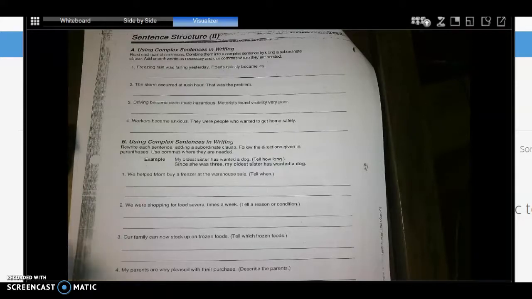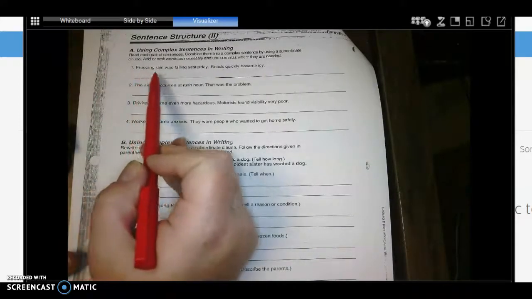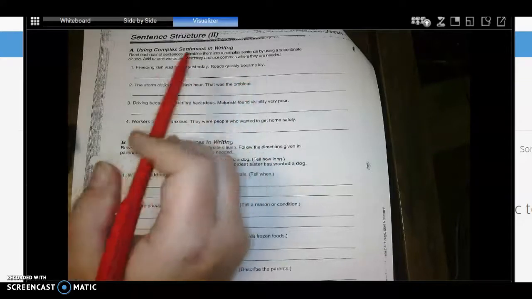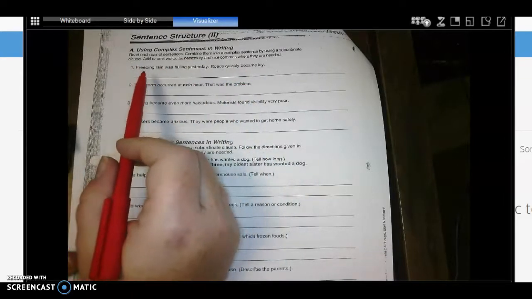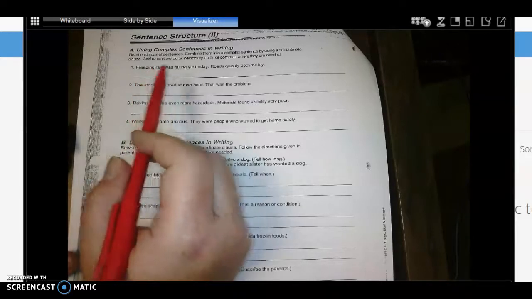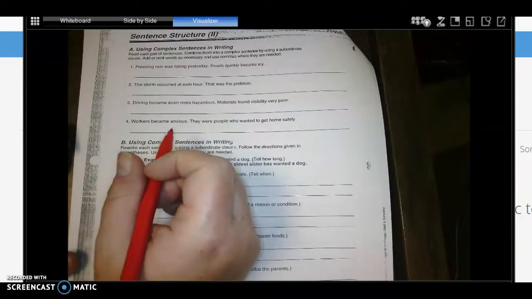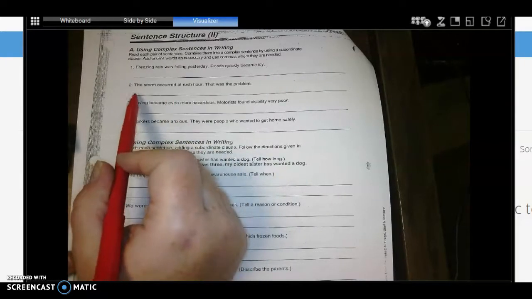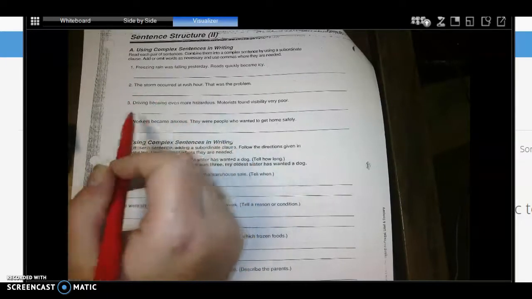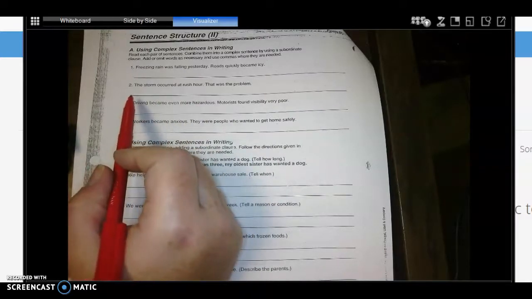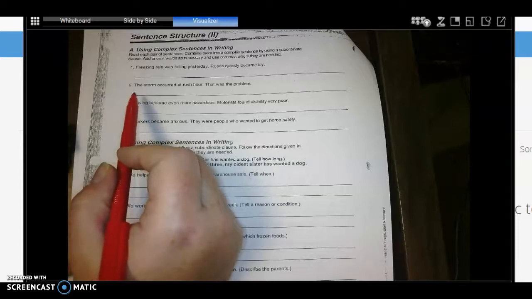So if I look at this sentence that I have here, freezing rain was falling yesterday, roads quickly became icy. So I would go ahead and put because freezing rain was falling yesterday, comma, roads quickly became icy. Okay? All right, on number 2, the storm occurred at rush hour. That was the problem. Here, I think I can just go ahead and keep that as my word, okay? The problem was that the storm occurred at rush hour. In that case, I don't need a comma.